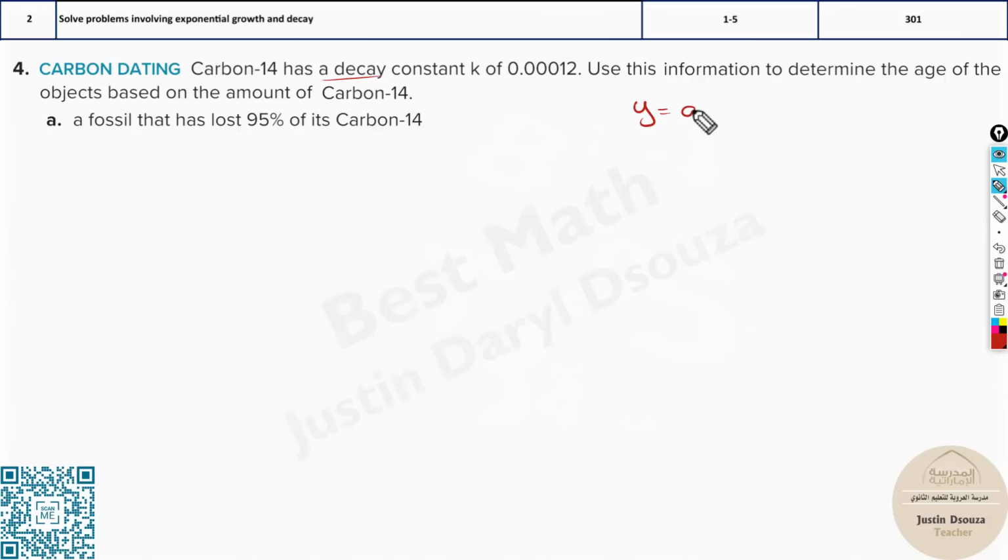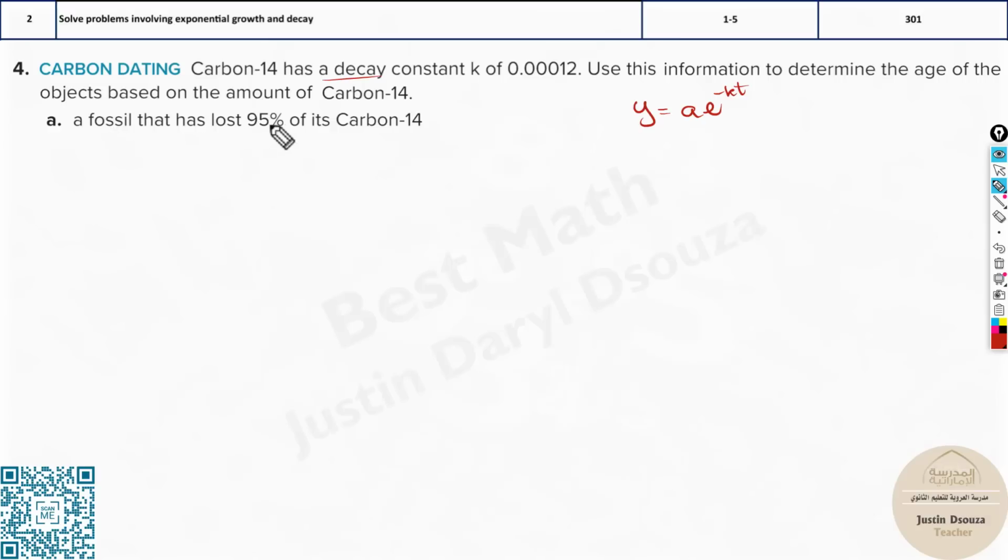See, in the formula y equals a e to the power minus kt, right, for decay. The k value is already given. We need to see the condition and then solve for how much time it is. Determine the age. Age is the time. t we have to solve for.